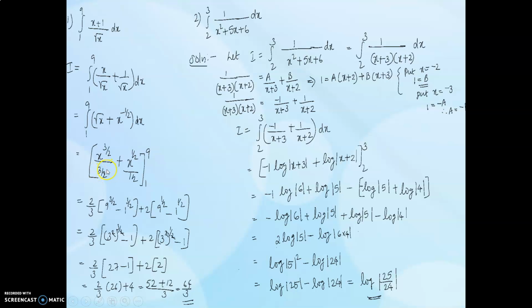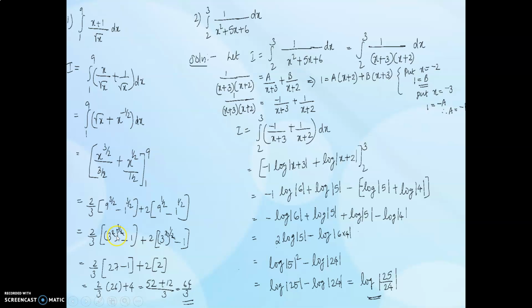If we are taking the reciprocal and applying the upper and lower limits, in the place of x you have to give the upper limit. So 9 raised to 3/2 minus 1 raised to 3/2, plus. Similarly, in the second term, you can take 2 outside. So 2 into 9 raised to 1/2 minus 1 raised to 1/2.